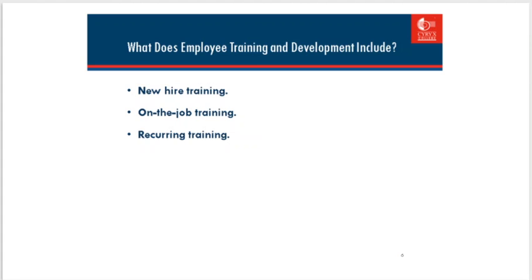Second, on-the-job training. On-the-job training either extends from new hire orientation to introduce personnel to their workplace and responsibilities or helps workers transition into a new role. Third, recurring training. Recurring training, such as annual safety training, is a program that repeats periodically to ensure personnel are up to date on business practices.